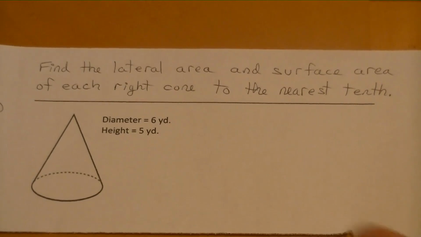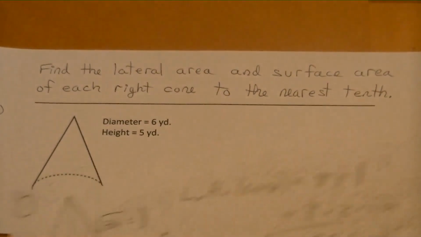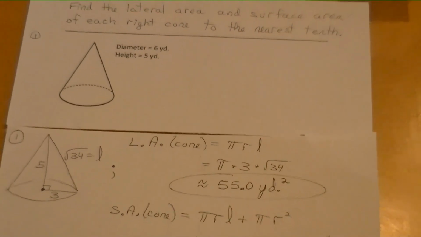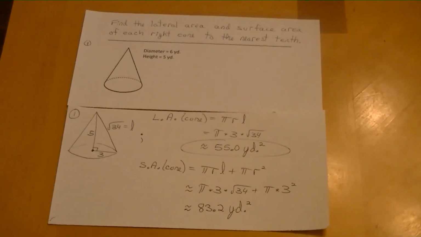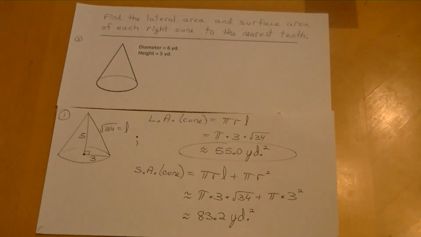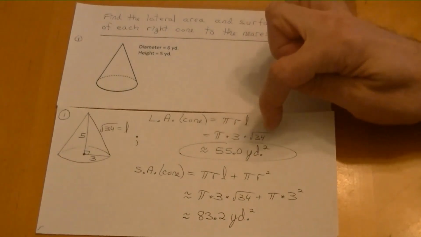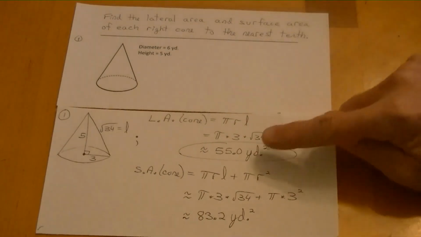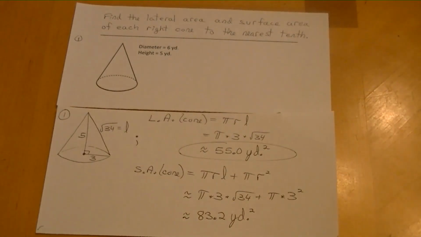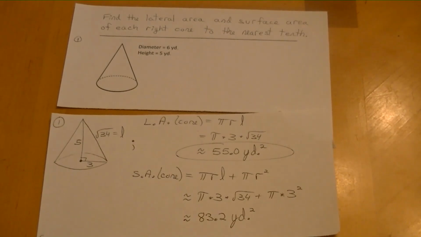All right, so we need the radius, which of course is 3 if the diameter is 6. And if the height is 5, then the Pythagorean theorem can be used to get the slant height. 5 squared plus 3 squared equals L squared, and it comes out to be root 34. And now I've got all the numbers I need. Pi r L, so pi r L is 55.0 to the nearest tenth, yards squared. And for the surface area, it's pi r L, plus pi times that radius squared. 83.2 yards squared. So that was a pretty straightforward one.